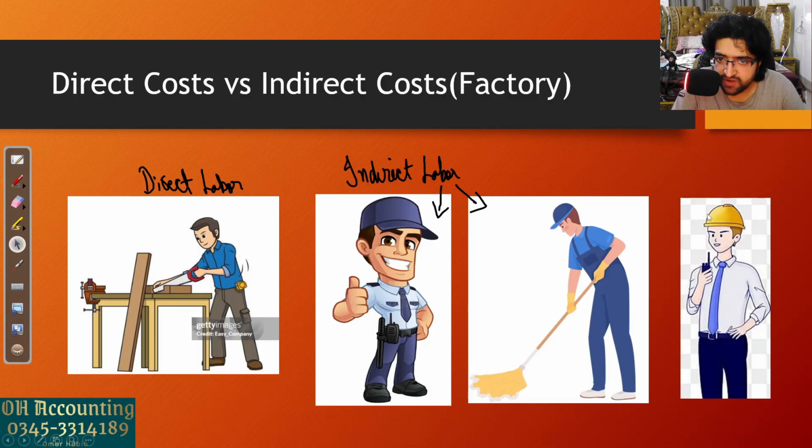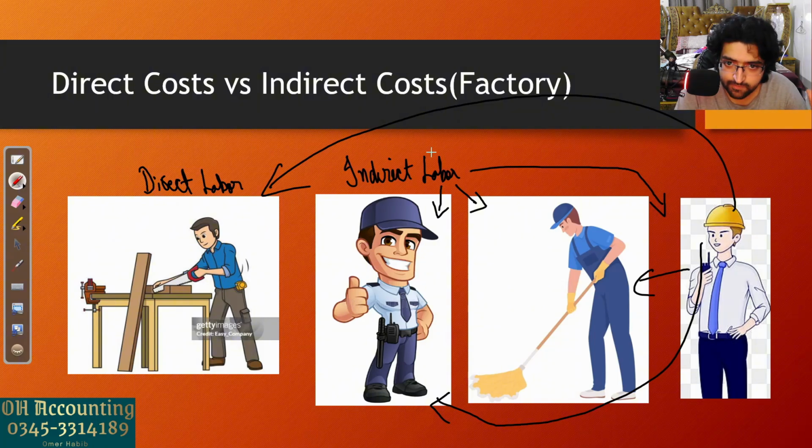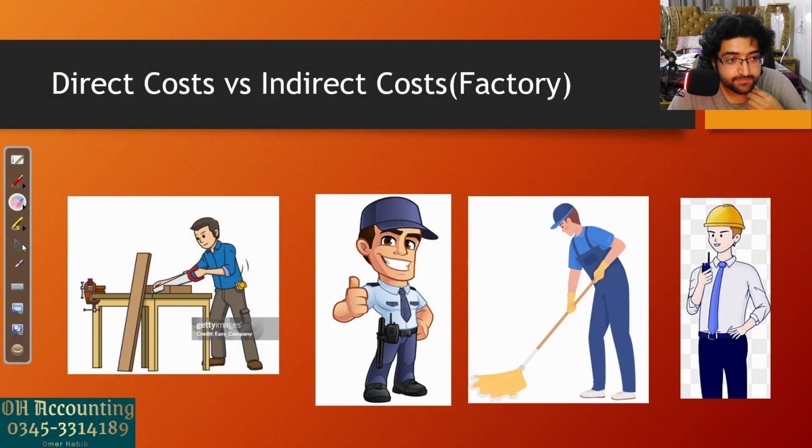And then we have the supervisor. Again, is the supervisor direct labor or indirect? Obviously indirect, because he's not just looking after the manufacturing process, he's also looking after the guard. Is the guard doing his job? Is the cleaner doing his job? Is everything fine in the factory? So a supervisor is not specifically there to watch the direct labor. Okay? That's why supervisor is also an indirect expense of the factory.